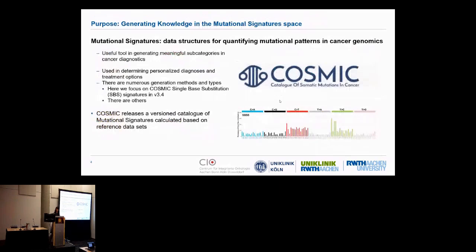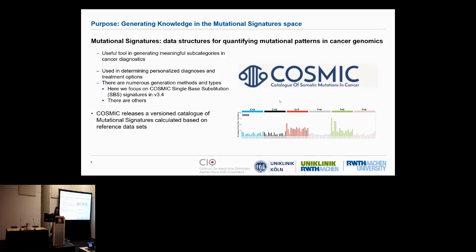So the purpose of creating the ontology in this mutational signature space is to map the relations in there. For the purpose of this talk, mutational signatures are data structures that are used for quantifying mutational patterns in cancer genomics. They are a useful tool in generating meaningful subcategories in cancer diagnostics. They can be used in, say, determining personalized diagnosis and treatment options.